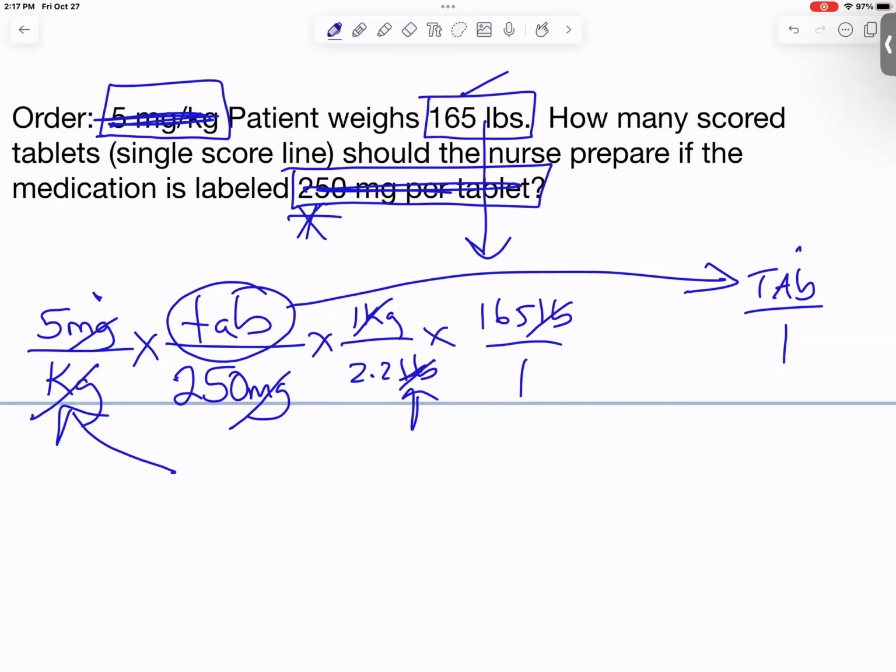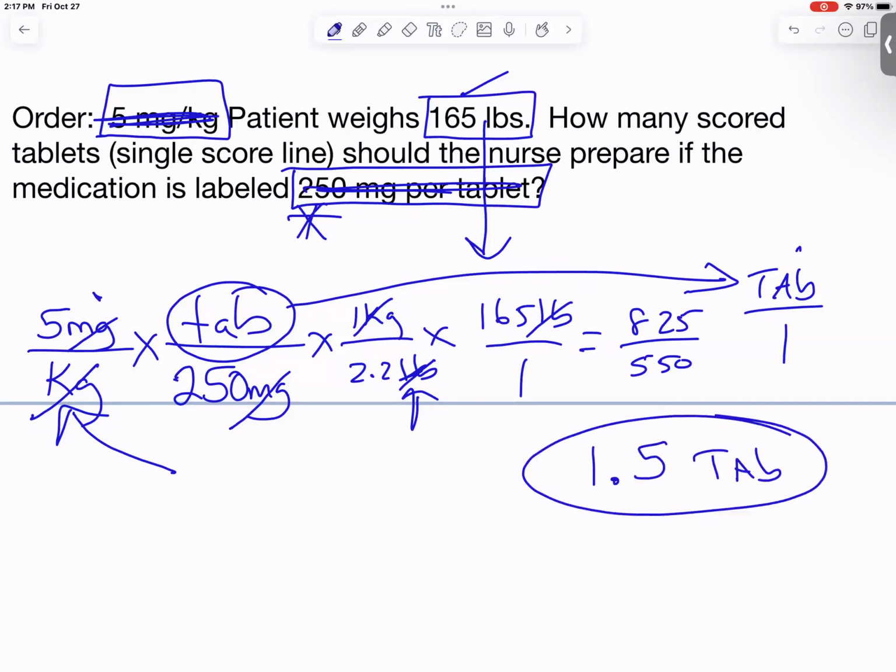So now it's just math. So 5 times 165 is 825 and 250 times 2.2 is 550. When I divide 550 into 825, it will give me 1.5 tablets. And that's possible because it's a single scored line. Basically, it's a tablet with a single scored line.